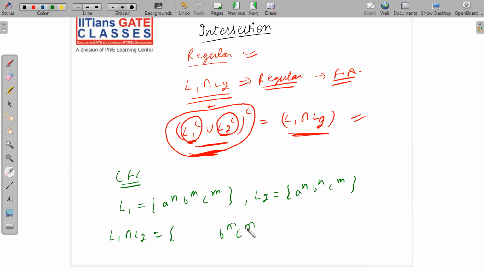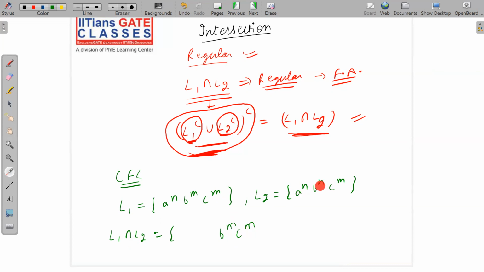Now, in L1 intersection L2, obviously B and C should be the same, because if B and C are not the same, then those strings won't be in L1. And if these strings are not in L1, then how can they be in L1 intersection L2? Of course, by now you have imagined all these things. So B and C should be equal.